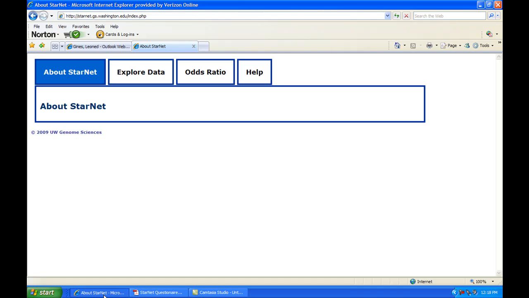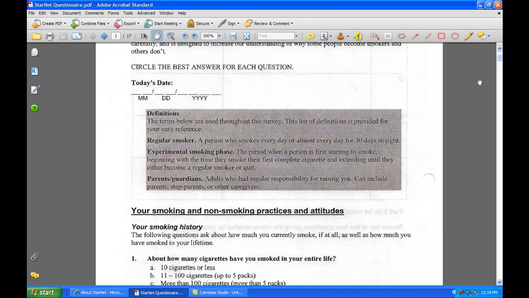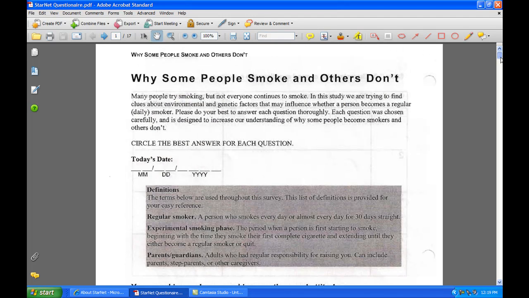Basically the way this works, say that you are someone who's interested in mining the database, and you have a hypothesis that having at least one parent that smokes increases the likelihood of becoming a regular smoker. If that's the hypothesis you come up with, the first thing to do is to take a look at the questionnaire and see if there's a question on here that pertains to the hypothesis that you made.